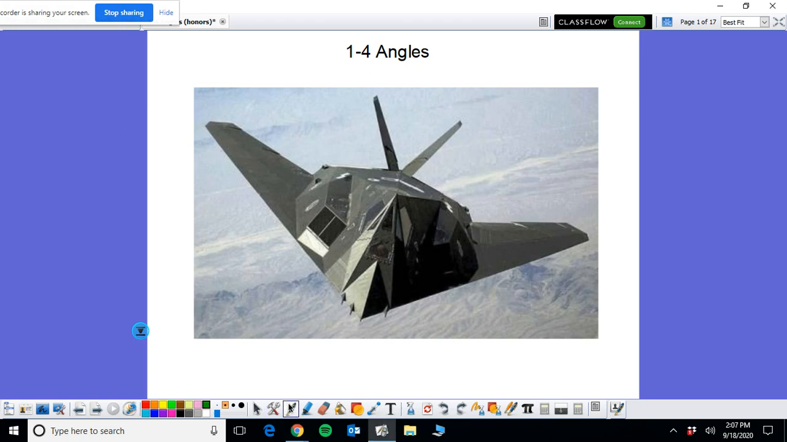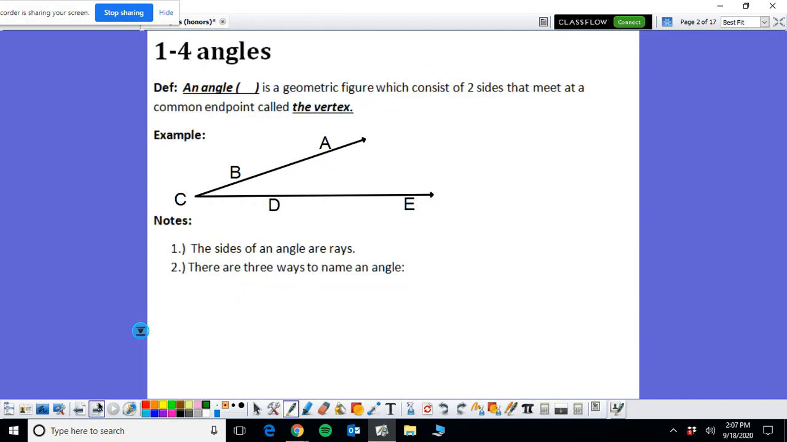Welcome to section 1.4, angles. So here's your title, and these pictures in the first slide are sometimes something I think about when I think about angles. But let's get right to the lesson. I want to keep these videos as precise as possible.